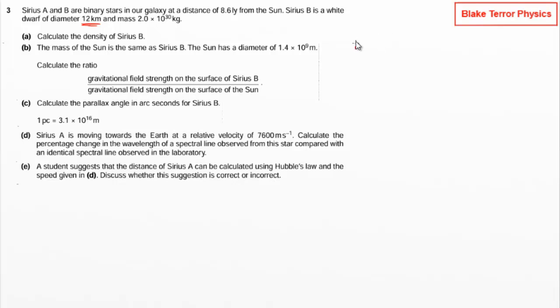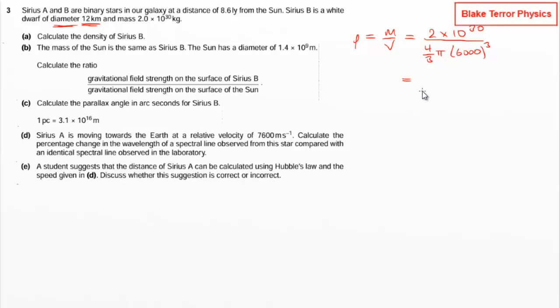So our density is our mass over volume. Mass is easy enough, 2 times 10 to the 30. Our volume, then, we've got to do 4/3 pi r cubed. So 4/3 pi, and then r. Remember, this is the diameter they've given here, so 6,000 meters cubed.